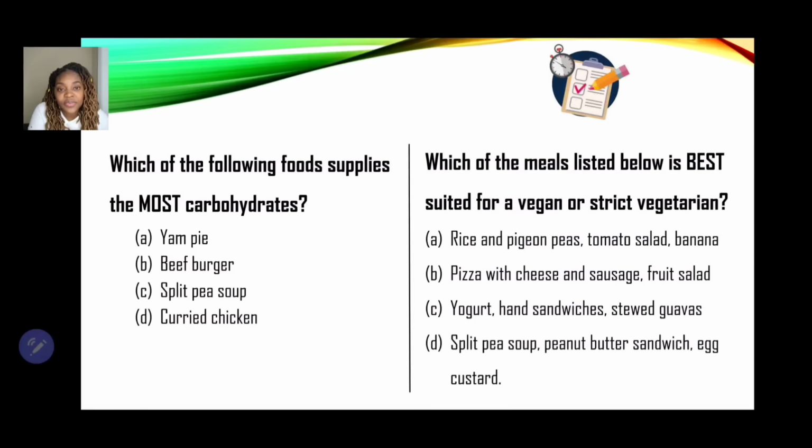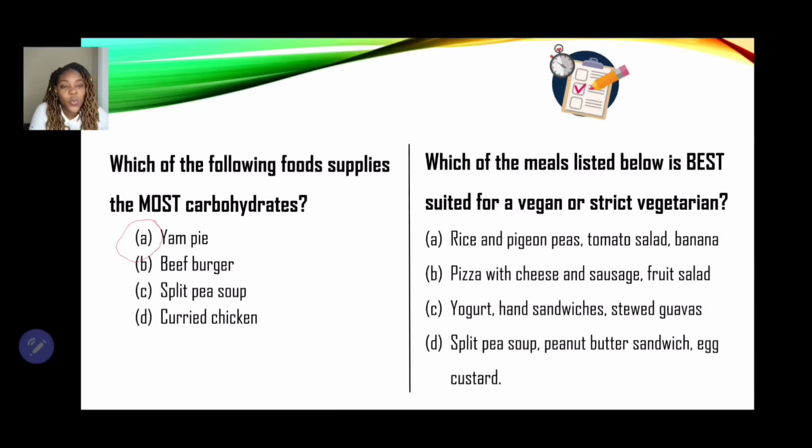Now, the ideal response here would be the yam pie. Good? All right. So, you know the yam is from the staples group. And the main nutrient that we get from staples is carbohydrate.